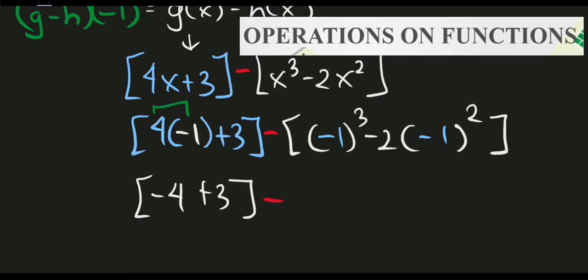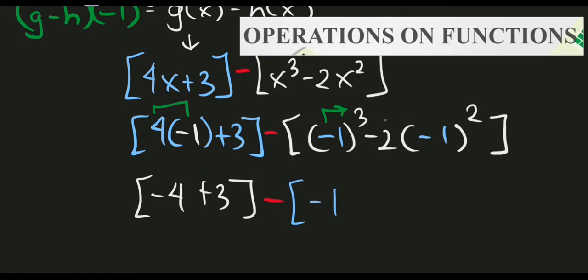minus, we have this, negative 1 cubed. That means we need to multiply negative 1 times negative 1 times negative 1, 3 times, because we have this exponent as 3. Okay, so negative 1 times negative 1 is positive 1, times negative 1 is actually negative 1. So the answer is negative 1. So it will give us negative 1, okay?